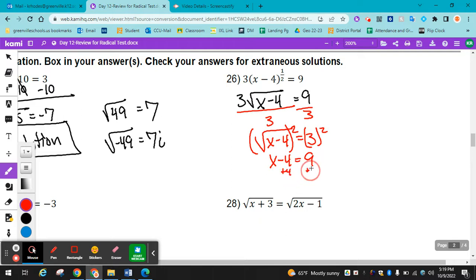And add over my 4. The square root and the square cancel. I meant to say that. I get 13. Check your answers.